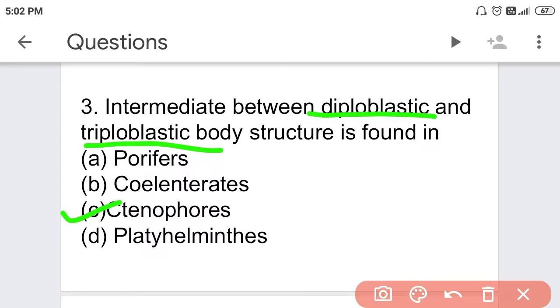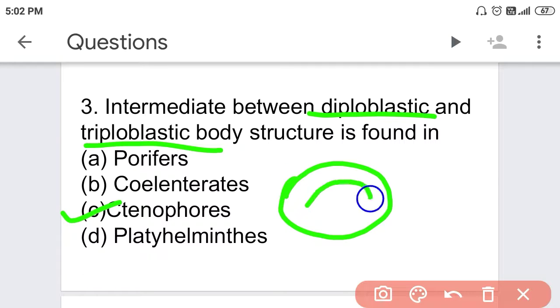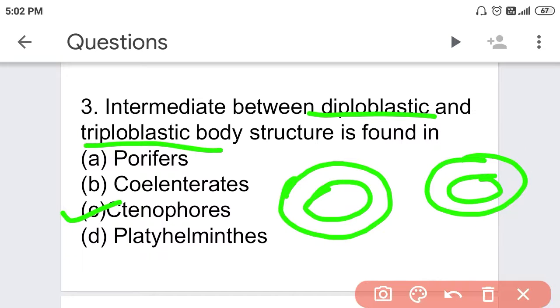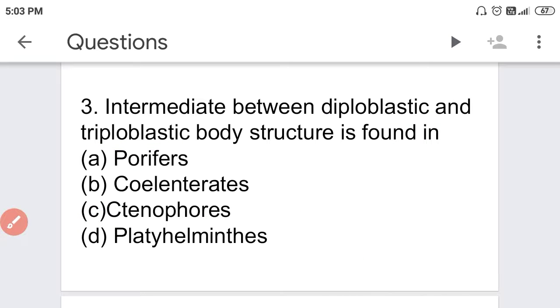As we all know, a diploblastic organism contains two germ layers, while a triploblastic one contains three germ layers. But in Ctenophora, it is neither completely three germ layers nor two germ layers. It has a specialized cavity which is called mesoglea, which contains muscle cells and fibers. So the right option is option C. Let's see the next question.